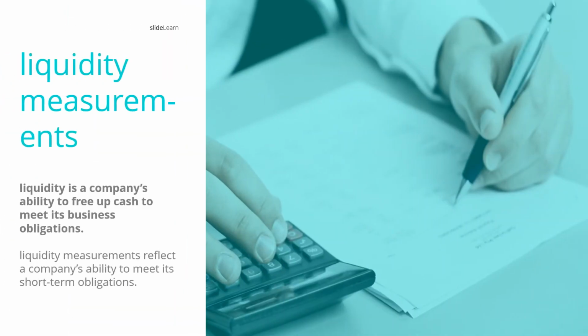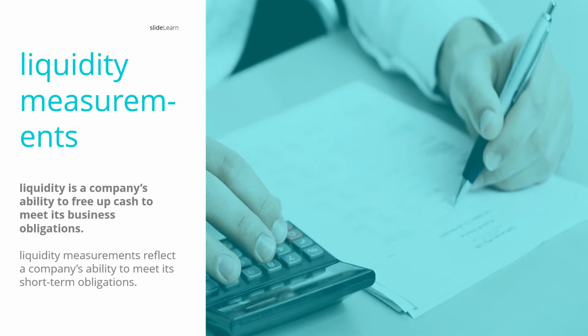Liquidity is a company's ability to free up cash to meet its business obligations. Liquidity measurements reflect a company's ability to meet its short-term obligations. These measurements are important because a company that can't pay its bills in the short term more than likely has going concern problems. The phrase going concern means the company is likely to continue in business for at least 12 months beyond the date of the balance sheet. If a company has going concern problems, you can't be certain it's going to stay in business for very long.